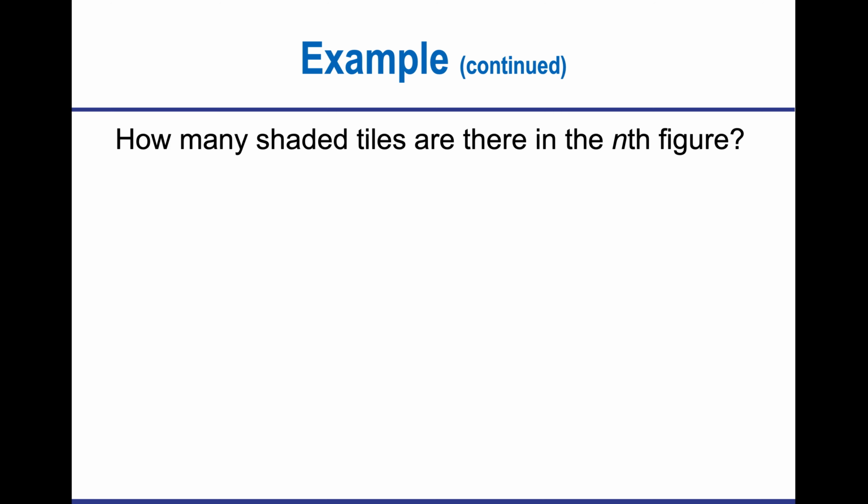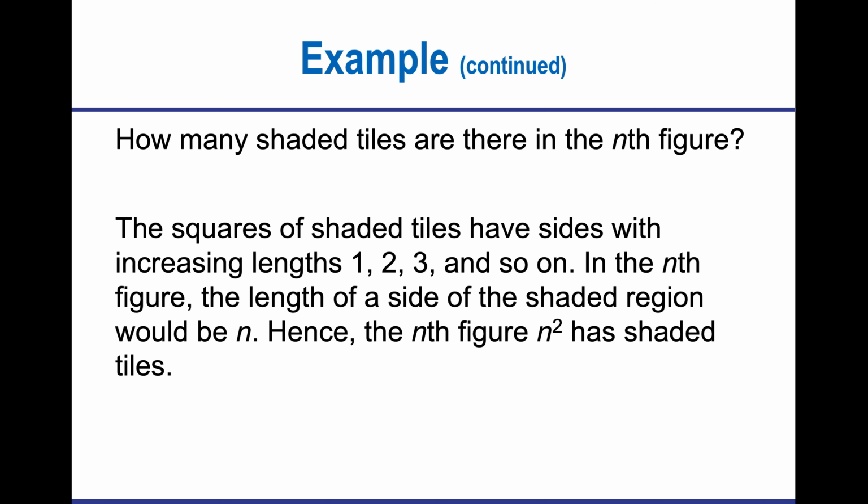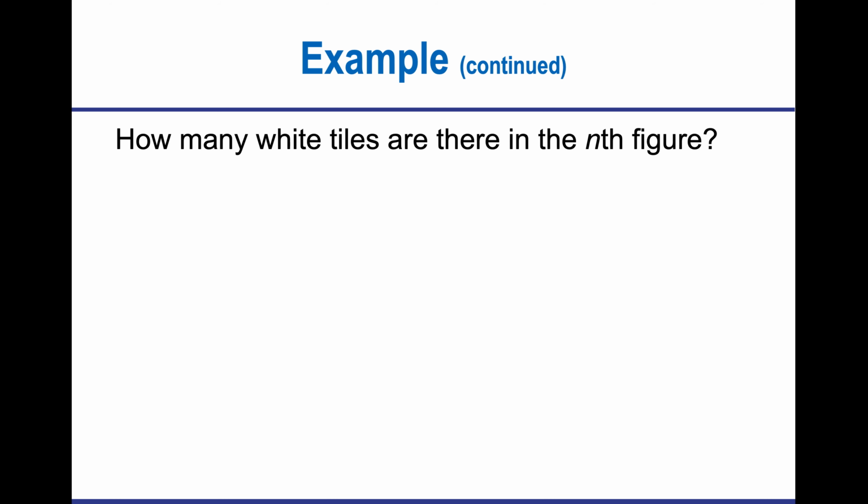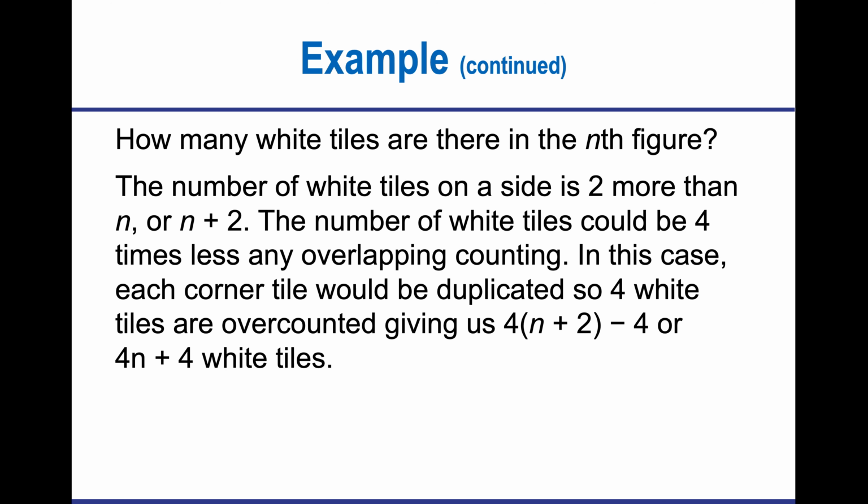How many shaded tiles are there in the nth figure? Well, I knew that they were definitely using exponents, and they were squaring because I went 1, 4, 9. So that means it has n squared shaded tiles. Then if I'm looking at the white tiles, that's going to be a little bit different. So that reasoning is on the slide, and it would be my n plus 2 times 4, and then I'm going to take away the number 4 based on the explanation there.